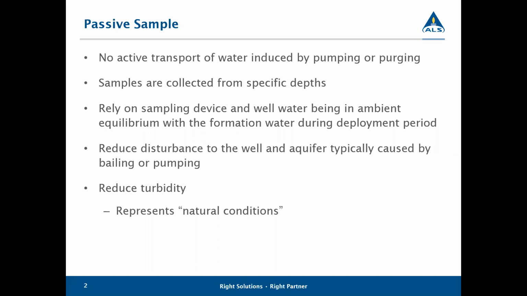The sampling device is hung in the ambient well water. It reaches equilibration during that deployment period, which is typically about 14 days, so you don't get any of the disturbance to the well and the aquifer that you might have from bailing or pumping. So it's going to reduce any turbidity in your sample. It's going to give you much more of a representation of what the natural conditions are inside the well, because you aren't physically disturbing it prior to collecting the sample.